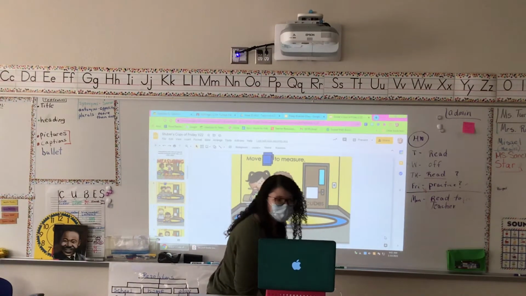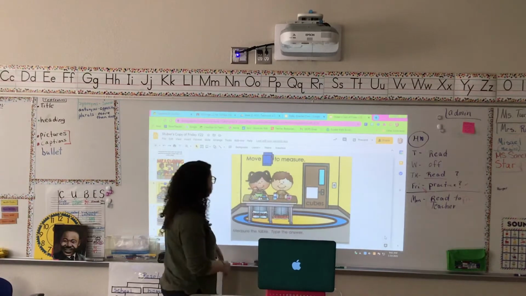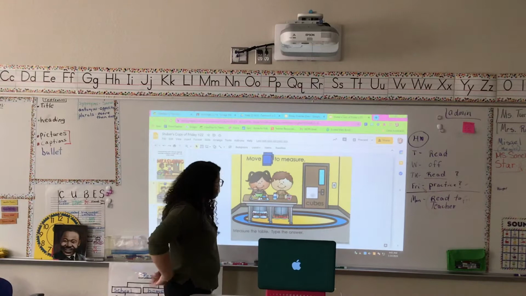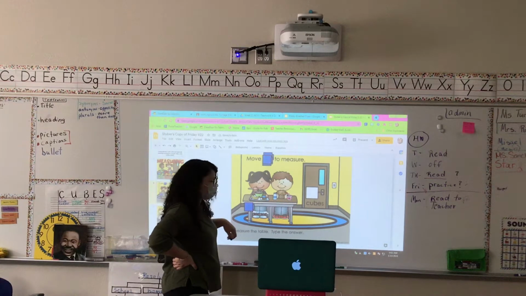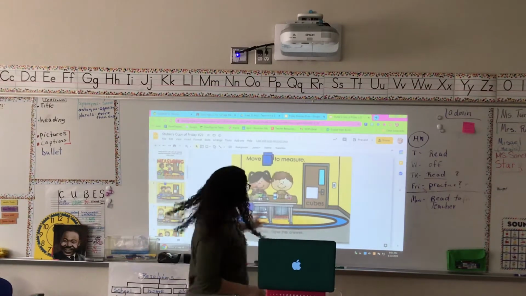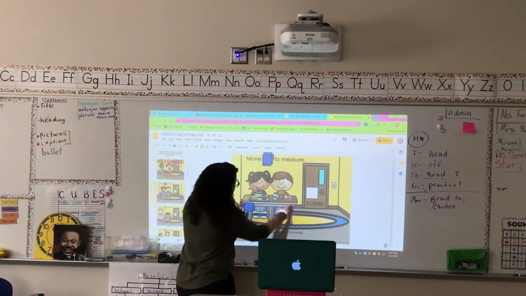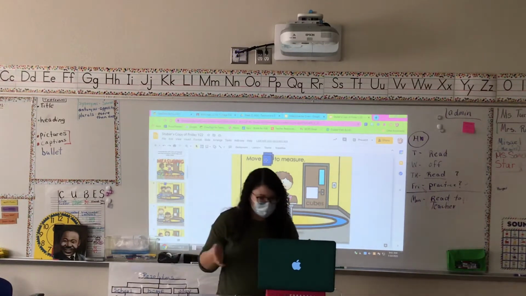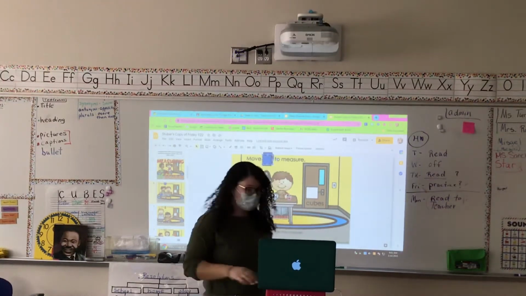All right, I got some 6s, some 4s, some 5s. Let's see what we got. Okay, talk about how when you're measuring there shouldn't be a gap. When you are measuring, you do have to start from one end and go all the way to the other without putting a gap in it. So if we put a gap, we're not going to get the right measurement. We have to put it piece by piece, especially with our non-standard units.